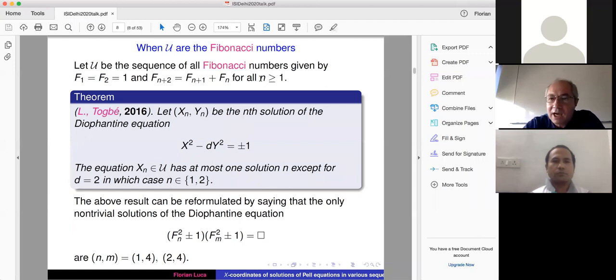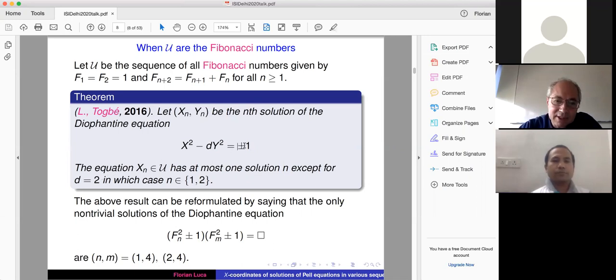Then once you open this can of worms, you can say, well, let's put other sequences in there. One of my favorite sequences is the sequence of Fibonacci numbers. It starts with 1 and 1, and then every subsequent term is the sum of the two preceding ones. So you start with 1, 1, the next one is 1 plus 1, 2, the next one is 2 plus 1, 3, and so on. So we asked ourselves, what about the x-coordinate being a Fibonacci number? And the same question, what are the d's such that 2 of the x-coordinates of this Pell equation are Fibonacci numbers? And we showed that, again, d equal to 2 is the only bad guy in some sense.